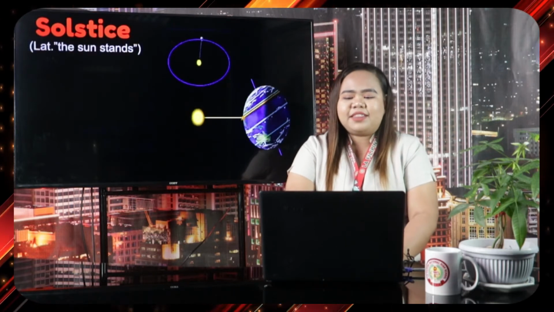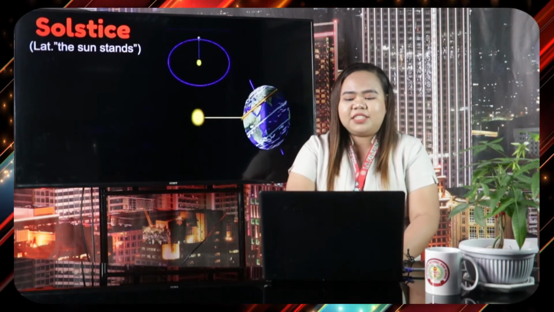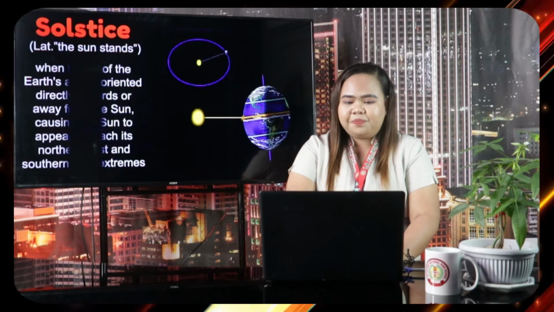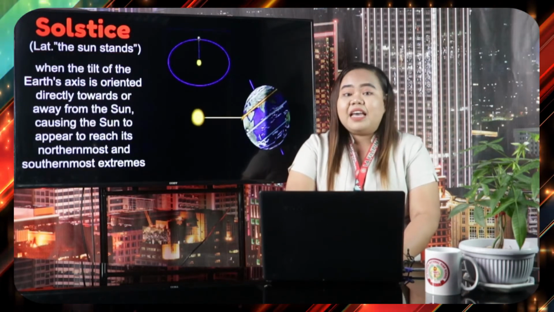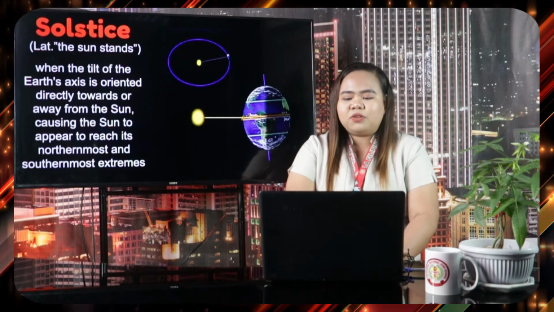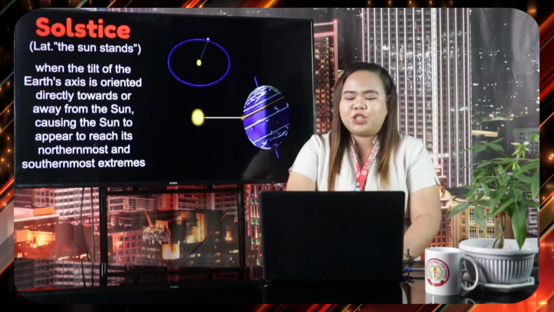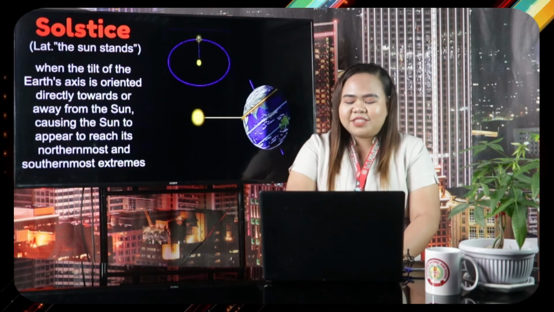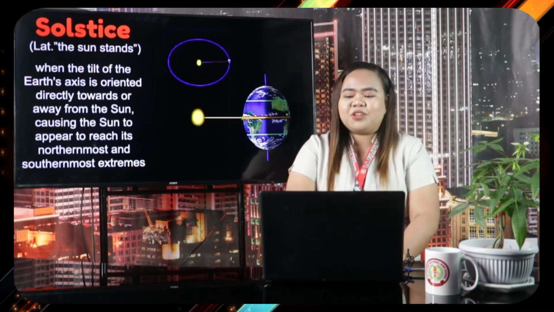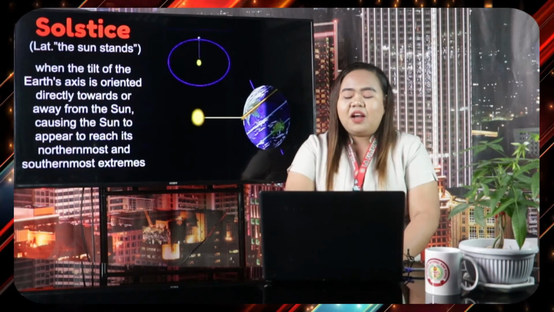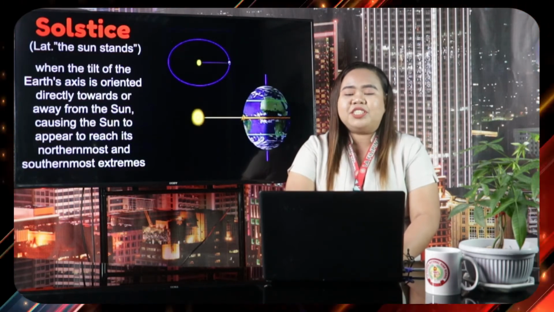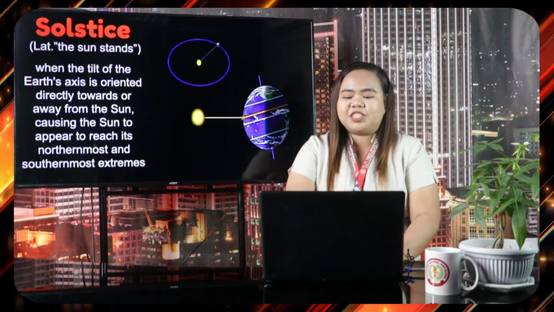Solstice came from the Latin word which means the sun stands. It occurs twice a year. This occurs approximately on June 21st. This day has the longest bout of sunlight of any day during the year. It happens when the tilt of the Earth's axis is oriented directly towards or away from the sun, causing the sun to appear to reach its northernmost and southernmost extremes.